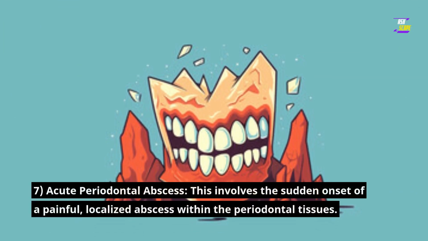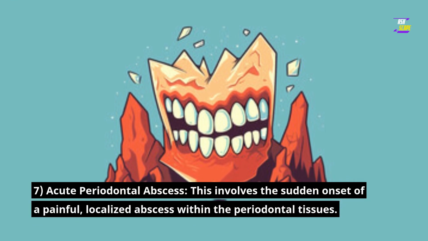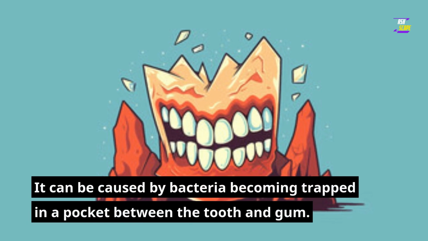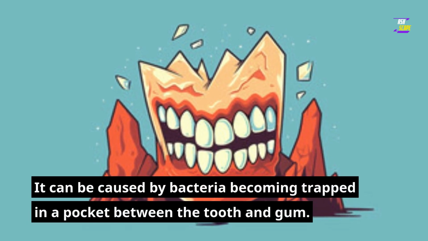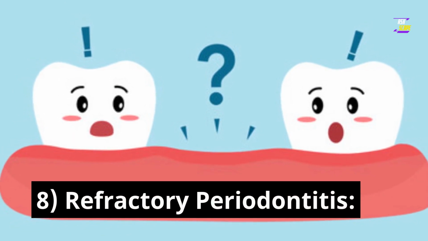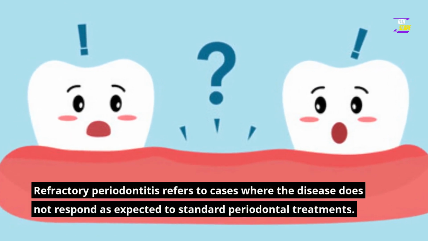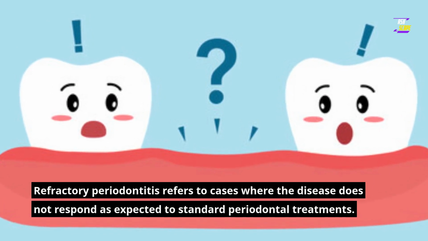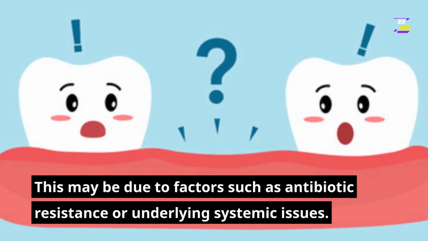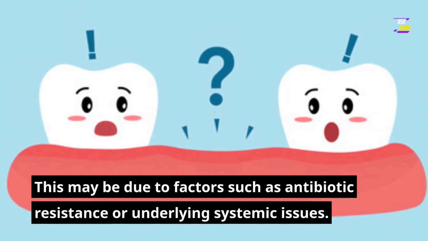7. Acute periodontal abscess. This involves the sudden onset of a painful, localized abscess within the periodontal tissues. It can be caused by bacteria becoming trapped in a pocket between the tooth and gum. 8. Refractory periodontitis. Refractory periodontitis refers to cases where the disease does not respond as expected to standard periodontal treatments. This may be due to factors such as antibiotic resistance or underlying systemic issues.